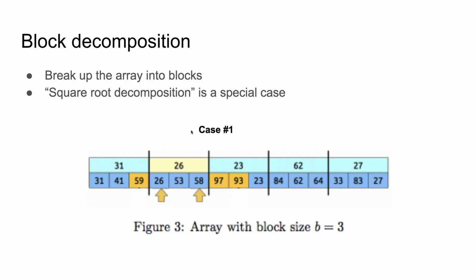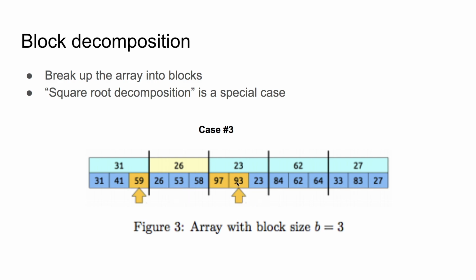So case number 1, they're all in the same block. One of the arrows represents i, one of the arrows represents j. They're in the same block. All we need to do is just walk in the block and see what the minimum is, right? So that's O of b. Case number two, they're in different blocks, but they're in adjacent blocks. So all we need to do is walk from this one to the end of its block, so here to here, and this one to the beginning of its block, so there to there. And again, that's O of b because that's 2 blocks.